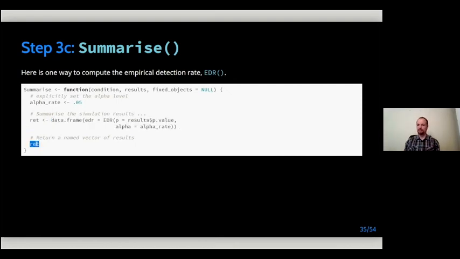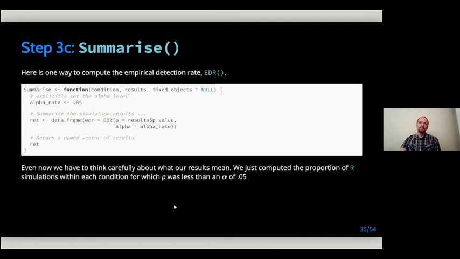So again, this summarize function is going to be called on every design condition from my design object. And you can include as many summary statistics as you want in here. The sky's the limit for what you want, as long as it helps you clarify why you are running the simulation to begin with. But even now, we have to think carefully about what our results even mean. So I included something called the empirical detection rate. I think that's what I'm after to answer questions about false positive rates or power.